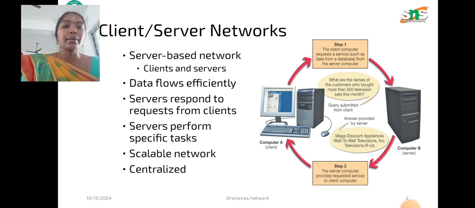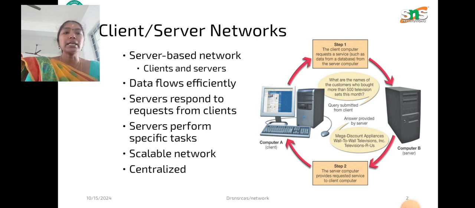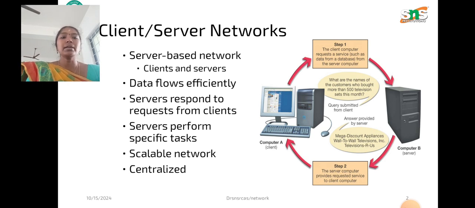In this diagram it's already explained that computer A is a client and computer B is a server. In step 1 the client is requesting something. It's just a simple logic: when we search on Google, whatever we type, that data will be transferred from the server. So what we request in step 1 is a request from the computer. The client sends the request to the server, and the server provides what the client has asked for. This is the client server network model.